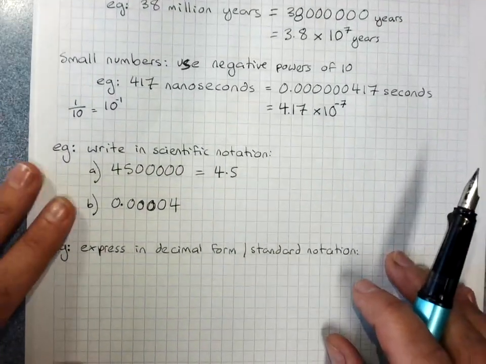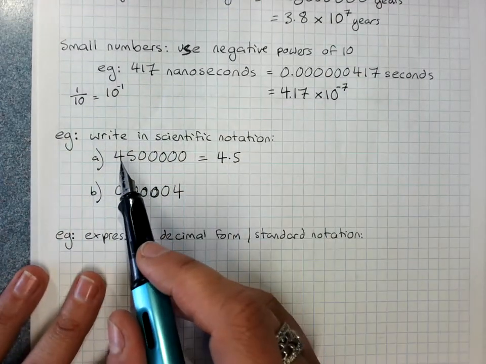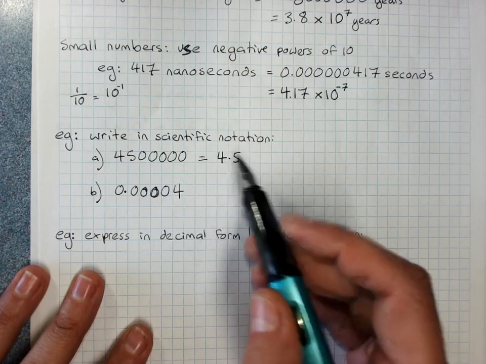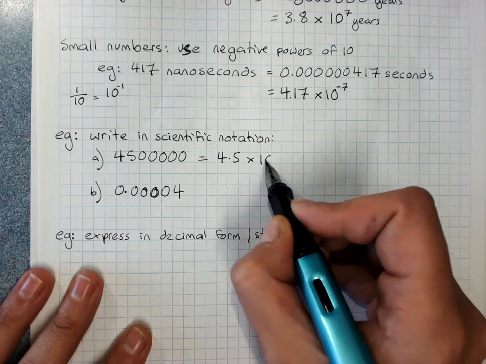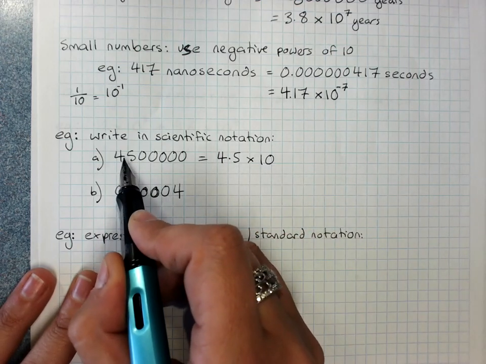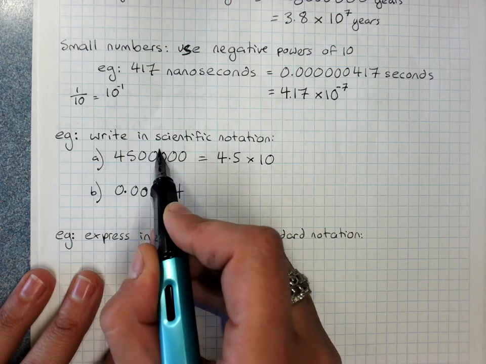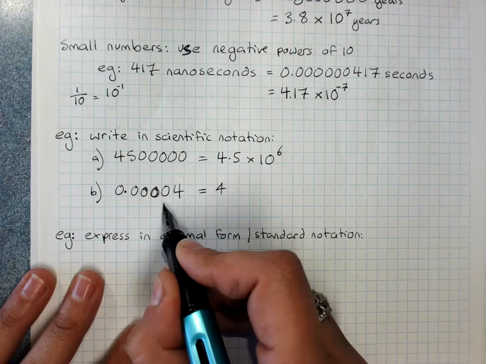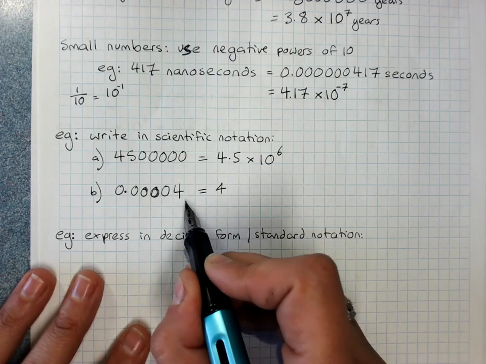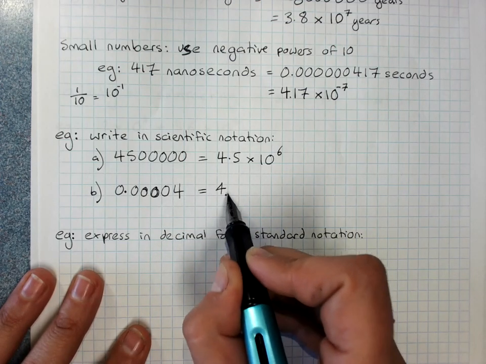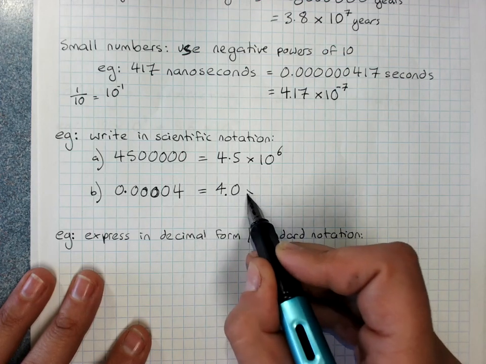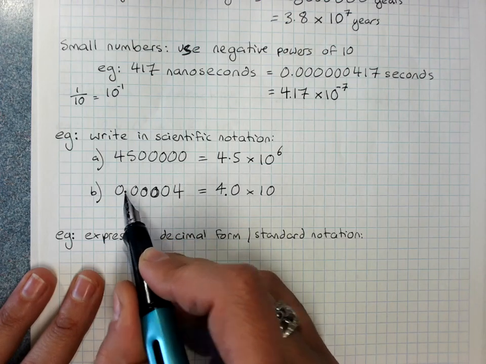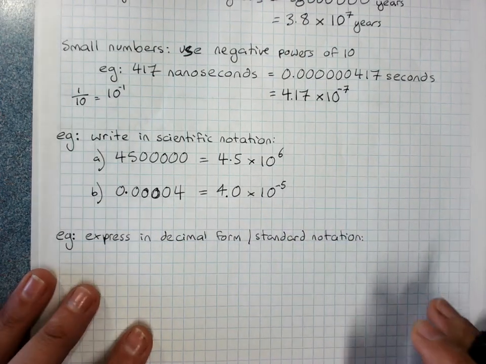Really quickly then, write in scientific notation 4,500,000. Write it as a number between 1 and 10 times the power of 10. If the decimal point's here, we'd have to do 1, 2, 3, 4, 5, 6 times 10 to the 6. This one, 4. Now we always have to have a decimal point. So even though there's no 0 after it, 4.0 times 10. If the decimal point is here, 1, 2, 3, 4, 5, 10 to the negative 5.